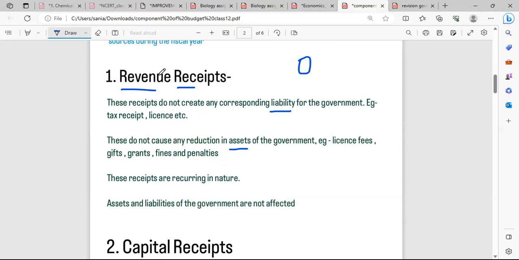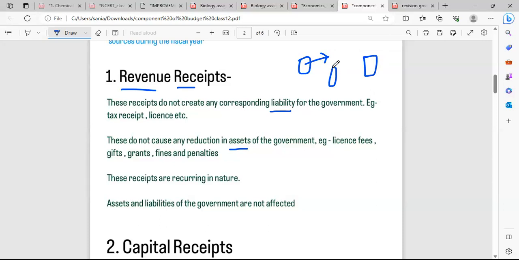So over here, revenue receipt means you are receiving the money. What are the sources from which you get money? Either you will sell something and get the money, or you will borrow it from someone. Or one more source: somebody gave you the money. Clear? These are the only sources. Is there anything else apart from this? No, right? These are the only sources in your life.